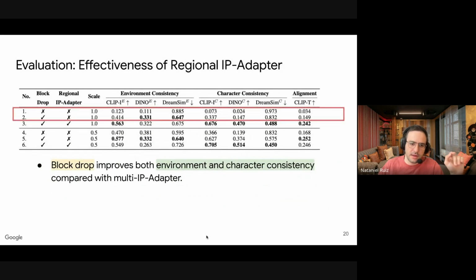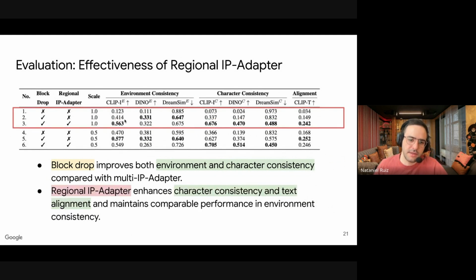This is an ablation, and you can see that block drop improves both environment and character consistency compared with the baseline multi-IP adapter. And once we integrate everything, you can see, for example, that character consistency, which was our most important thing, improves vastly here, so this is why we stay with this. Environment consistency is also doing pretty well for some metrics, and very similar for others. So we pick this row here, which we think is the best.